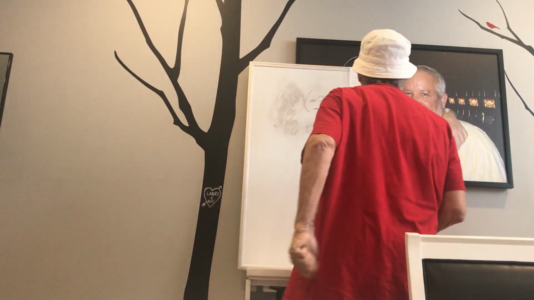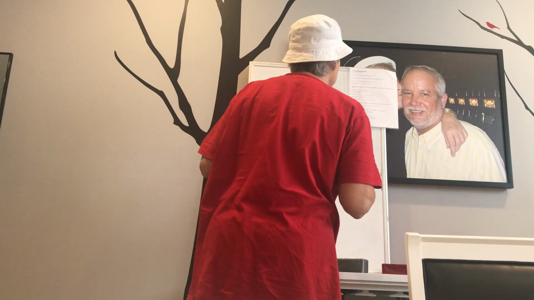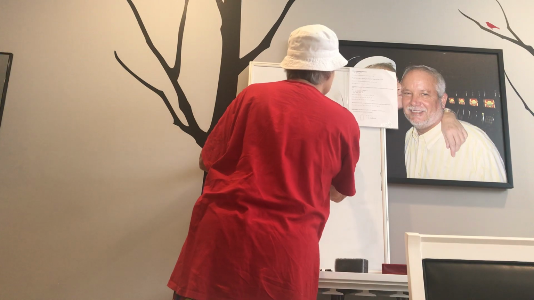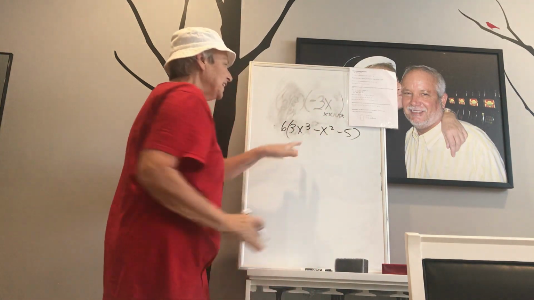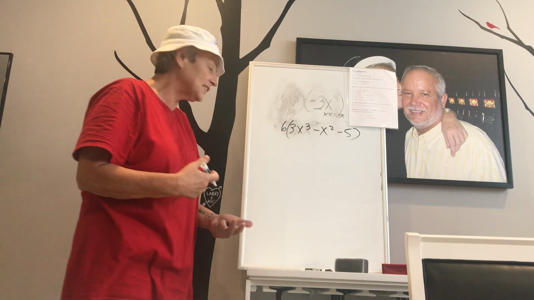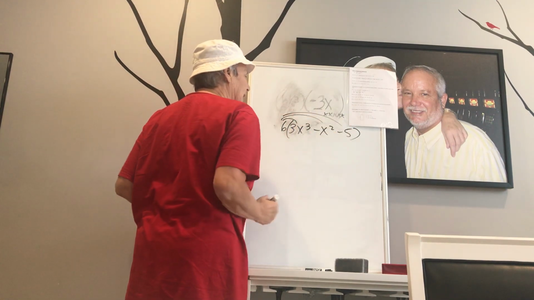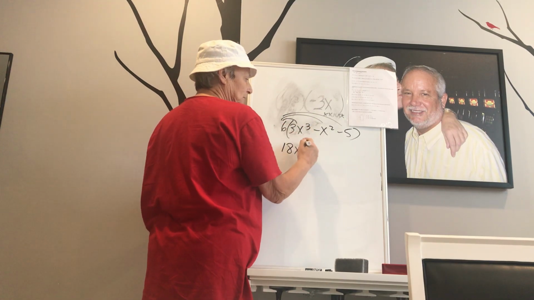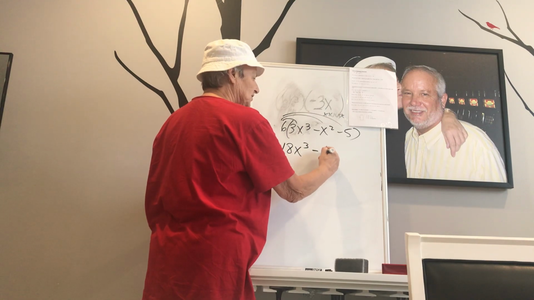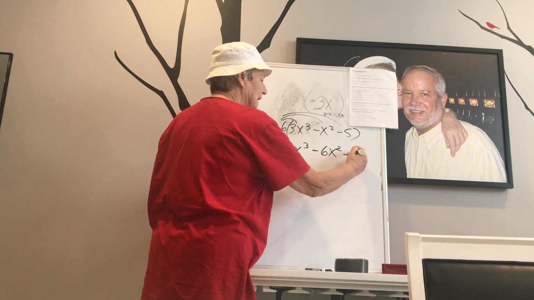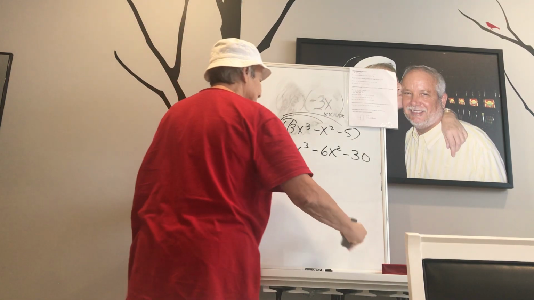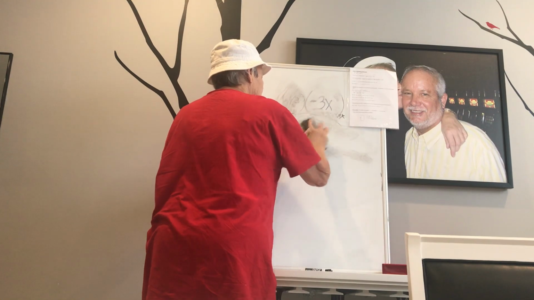Oh, what a mess. And I do want to go over the distributive property: 6 times 3x cubed minus x squared minus 5. Now remember, these are not like terms from the last 2 lessons. So we're just going to multiply. 6 times 3 is 18. 6 times x cubed is 6x cubed. Minus 6x squared minus 30. That's the final answer, and it is in the correct order. I don't know why this is making such a mess.